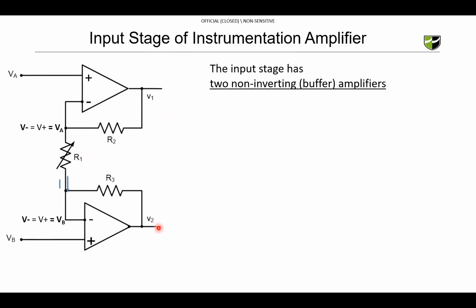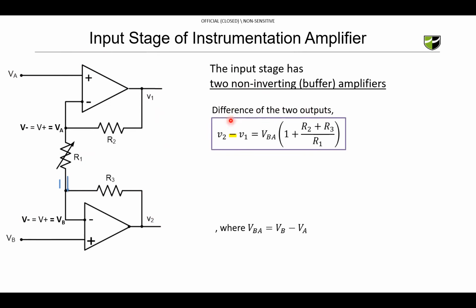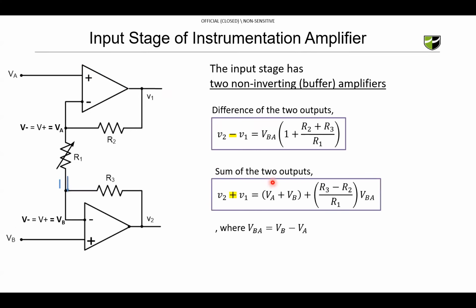The difference between the outputs is given by this expression. If we analyze the circuit, we can derive this. V2 minus V1 is the difference between the outputs, and VBA is basically VB minus VA, which is the difference between the inputs. Second, the sum of the outputs, V2 plus V1, can be expressed like this. Based on these two equations, we can further derive the ADM, differential mode gain, and ACM, common mode gain.